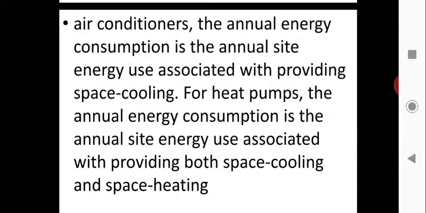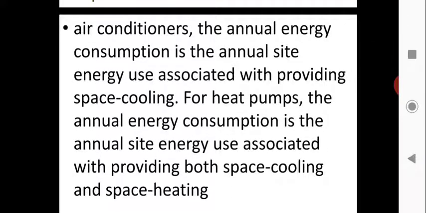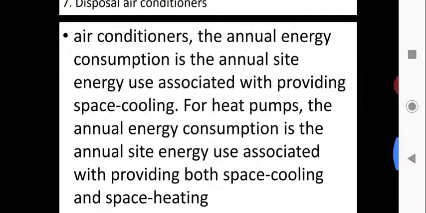Next one, the air conditioners. The annual energy consumption is the annual site energy use associated with providing space cooling. For heat pumps, the annual energy consumption is the annual site energy use associated with providing both space cooling and space heating. So here we need to consider both space cooling and space heating. For space heating, in cold countries like Canada, they need to have this space heating. So there is the annual energy consumption.